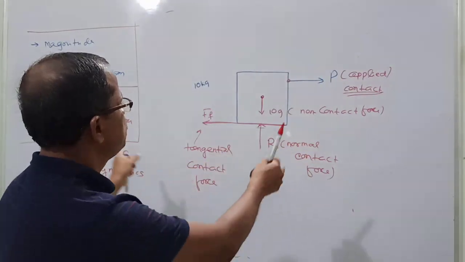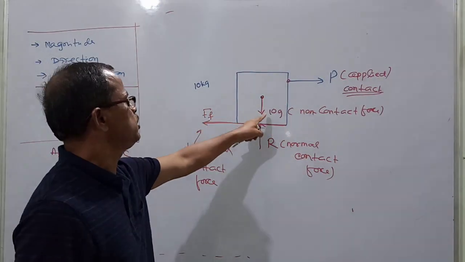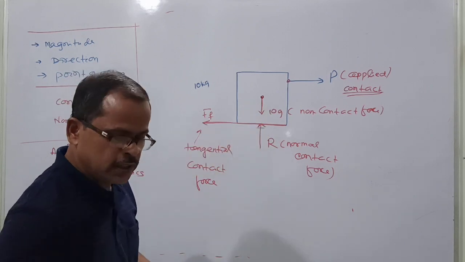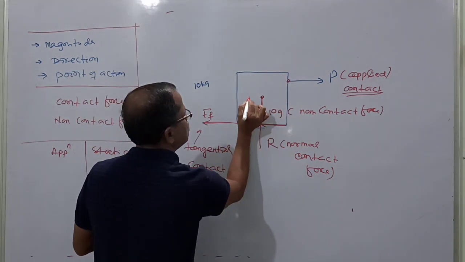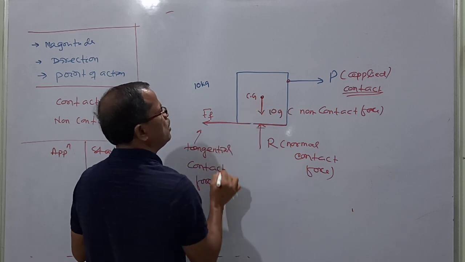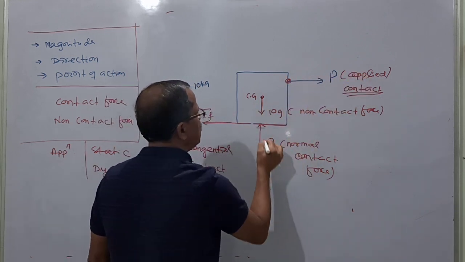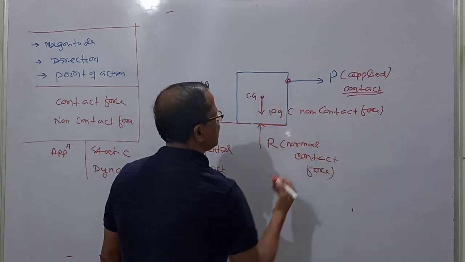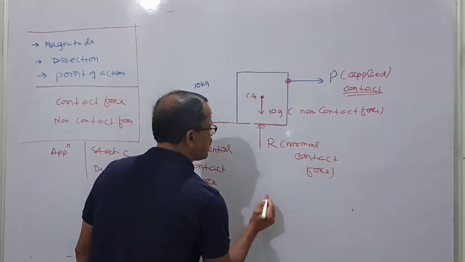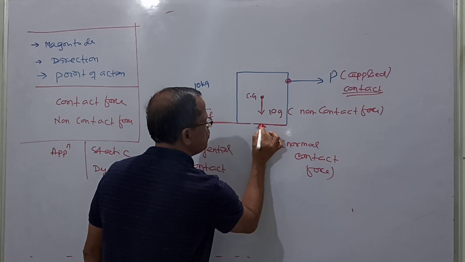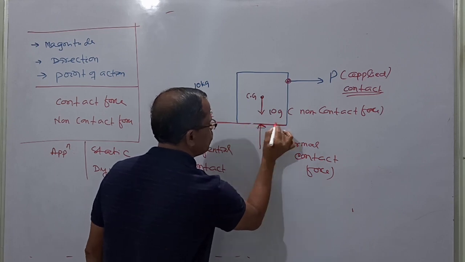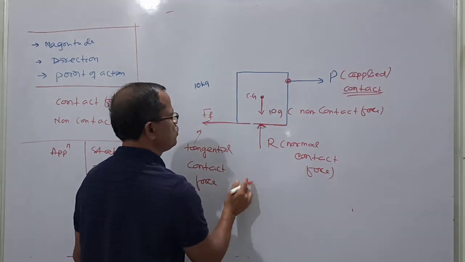So now this free body diagram is over. Now I am showing this 10 Newton force acting at which point? The 10 G will be acting at the CG of the body. The applied force is applied here, contact type. 10 G, non-contact type, gravitational force. Ground reaction is acting at the contact point on the floor, normal contact force.